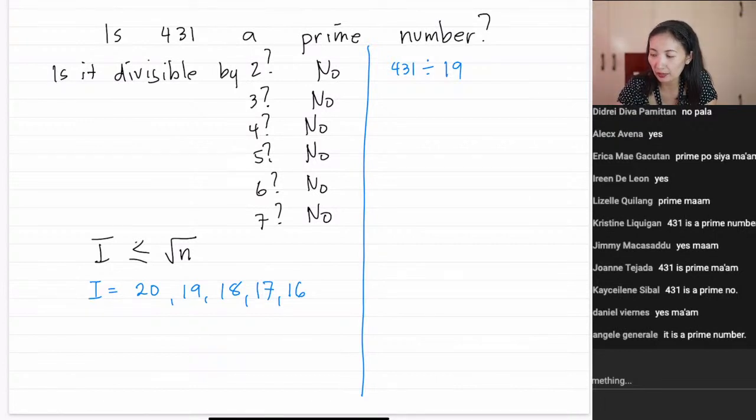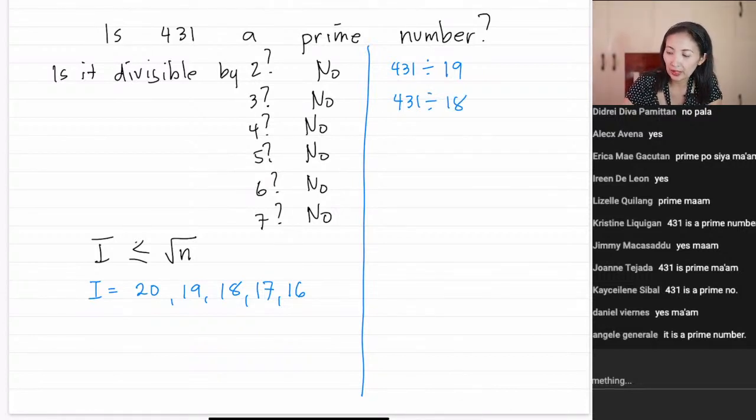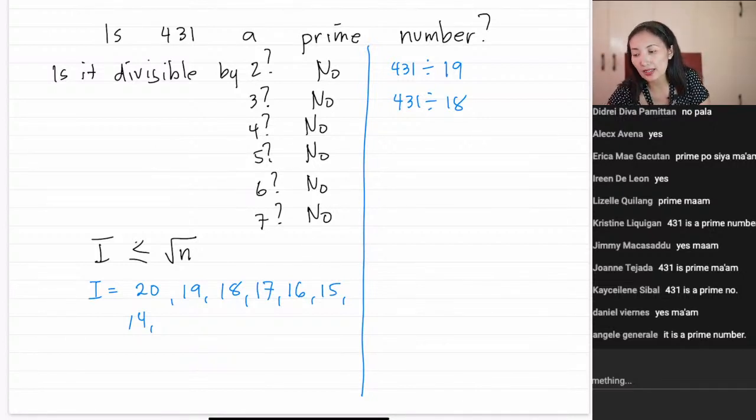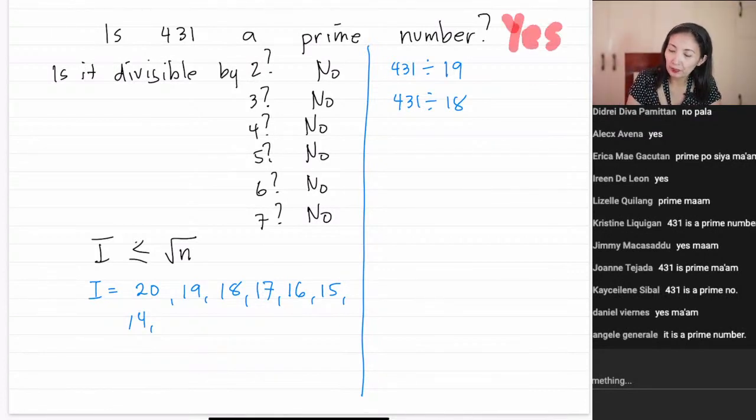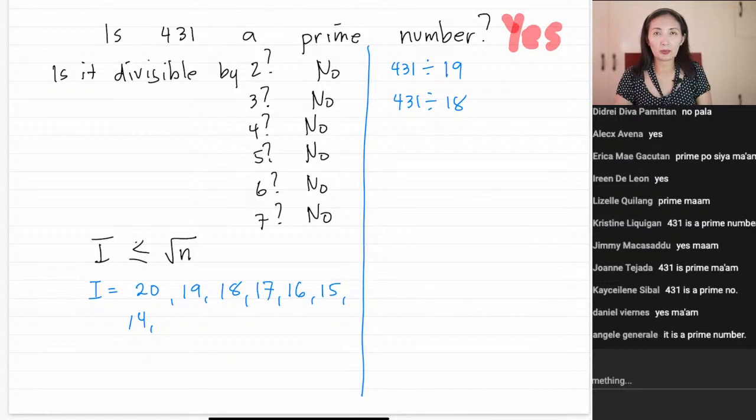Next, 431 divided by 18. Not exact. And then none of these numbers. If none of these numbers divide n, therefore, n is a prime number. So the answer here is, yes, it's a prime number. None of the numbers 20 and below, none of the integers 20 and below, divides the given number 431.